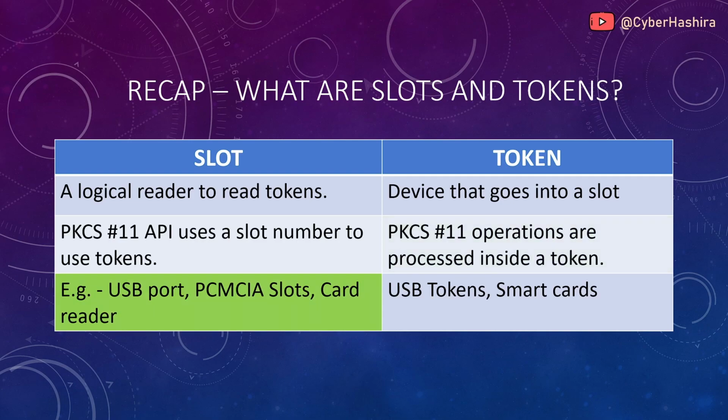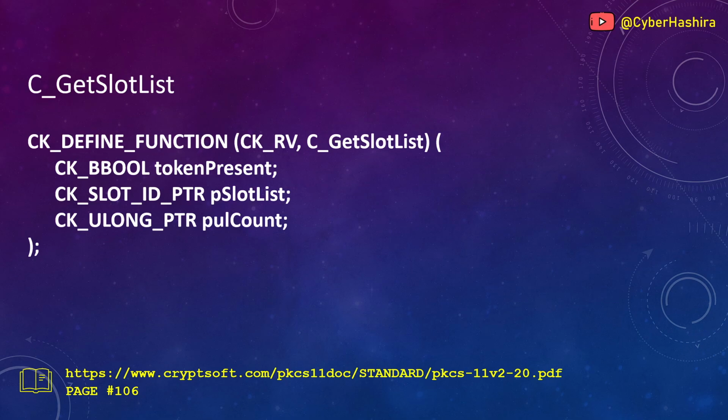Some examples of slots are USB ports of a computer, card readers, or PCMCIA slots. And some examples of tokens are smart cards, USB tokens, and PCMCIA tokens. I have already talked about C_GetSlotList in one of my previous videos. It is used to obtain the list of all detected slots. You can also pass a Boolean value to tell whether C_GetSlotList should look for all slots or just slots with a token present. Today we are going to look at two new functions.